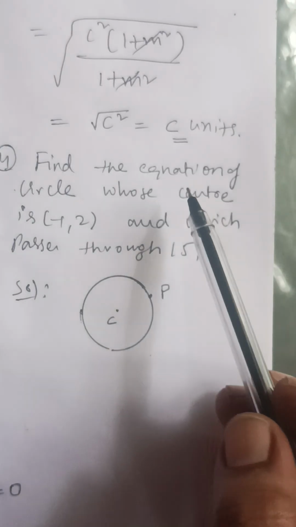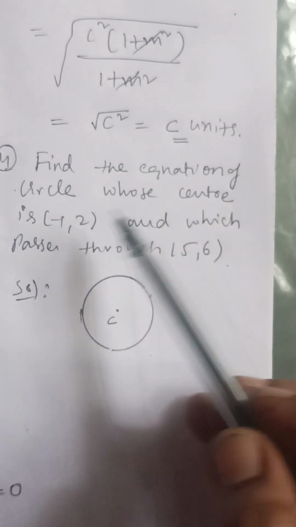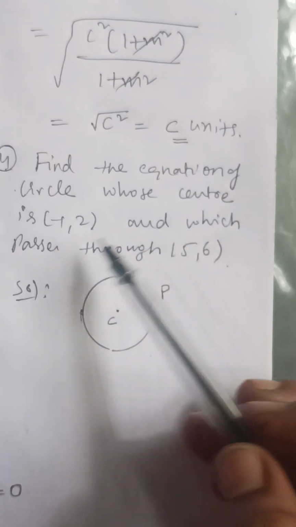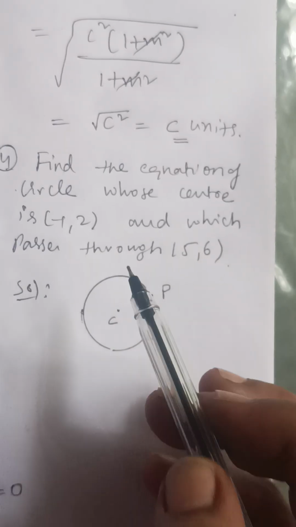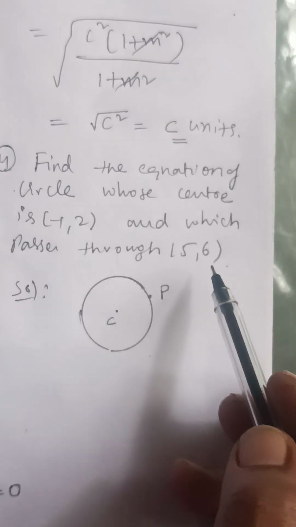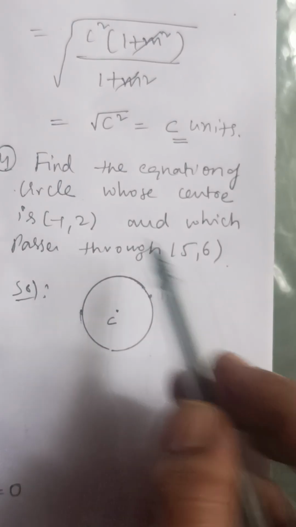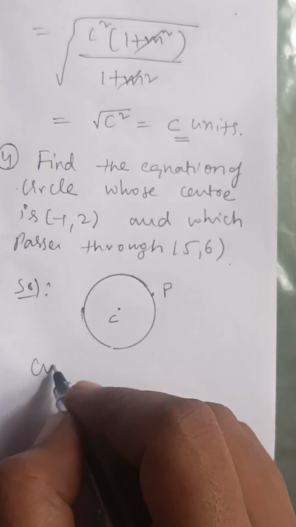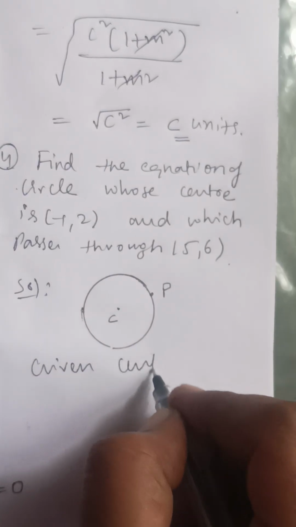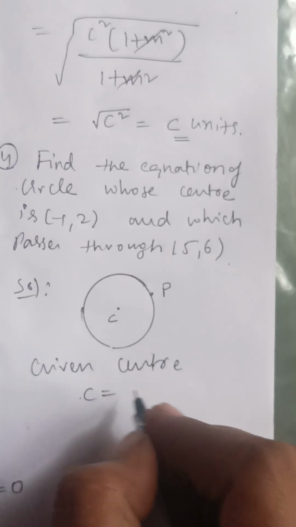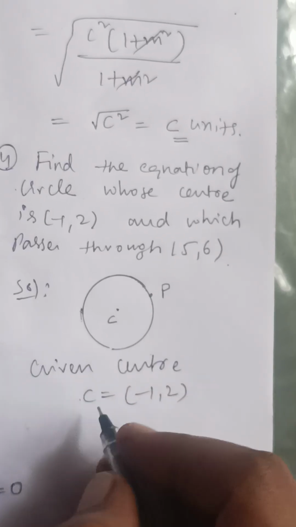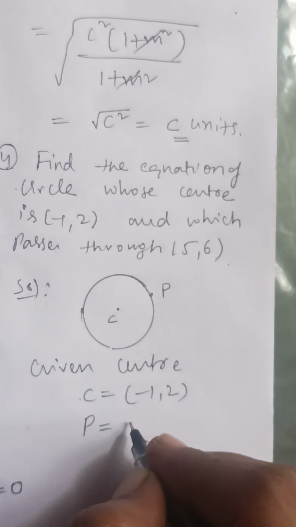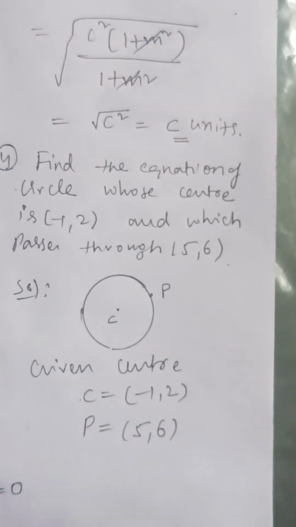Question number 4. Find the equation of circle whose center is minus 1 comma 2 and which passes through 5 comma 6. Here only center and passing point of the circle is given. So by using these two we are going to find the equation of circle. So what is given? Given center C equal to minus 1 comma 2 and passing point we are taking it as P. Any passing point we can take it as P.